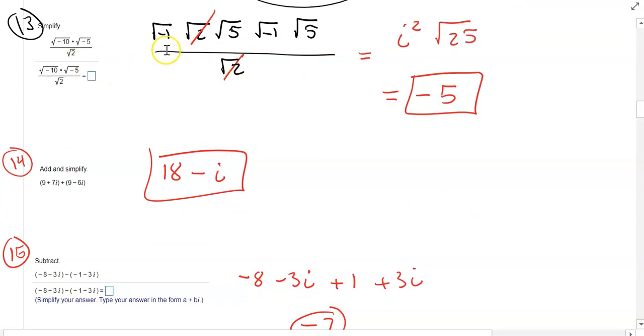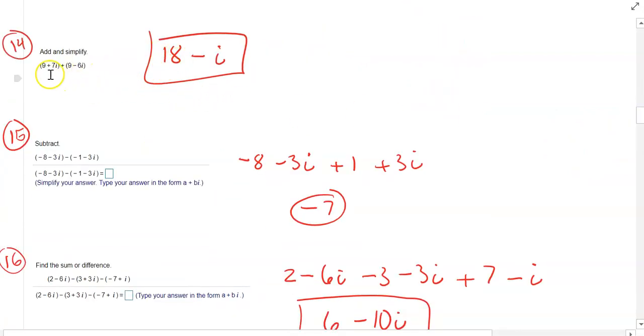Here, more of the same, separating this into a product of primes and separating our square root of negative 1s. That gives us i times i, which is i squared, which ends up negative 1. Root 2s cancel, and I have root 5 times root 5, which just gives us 5.